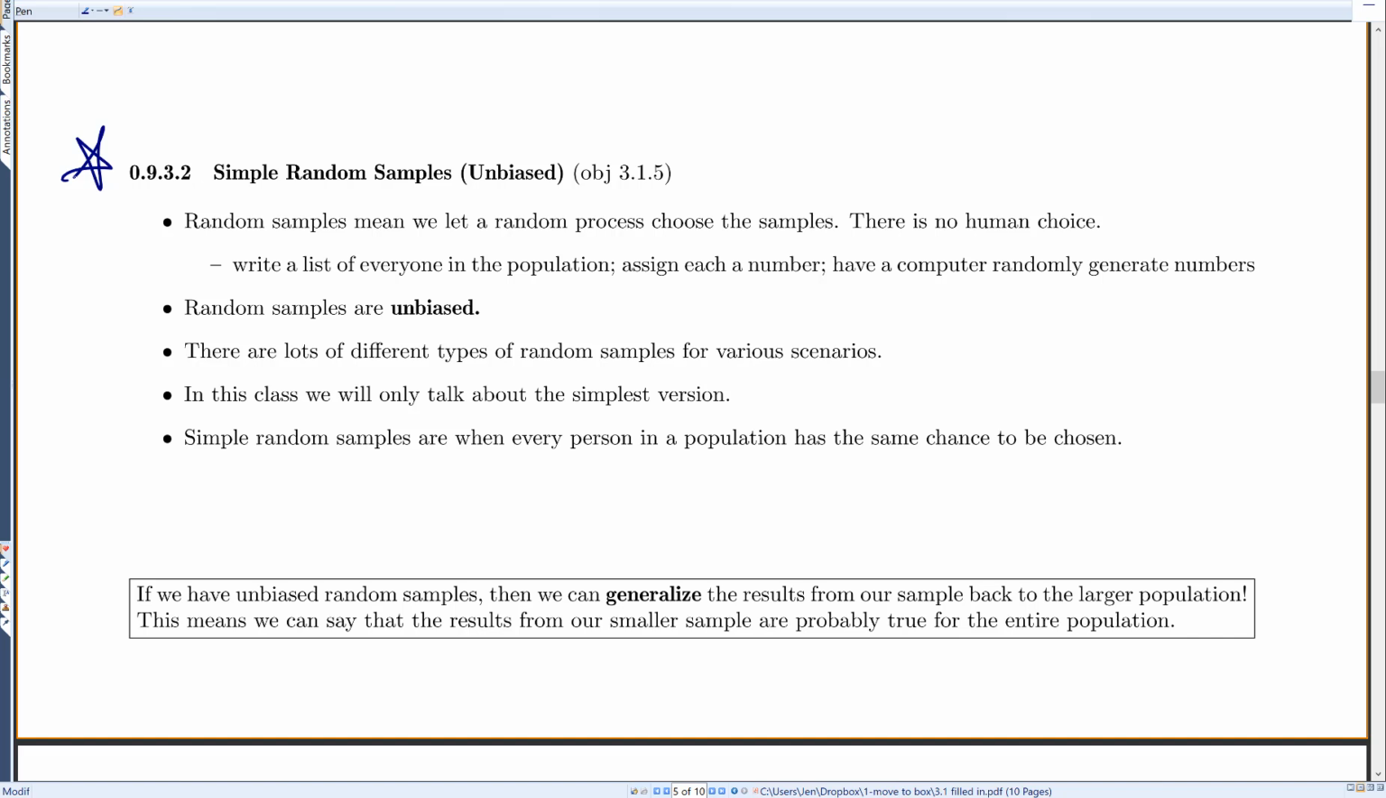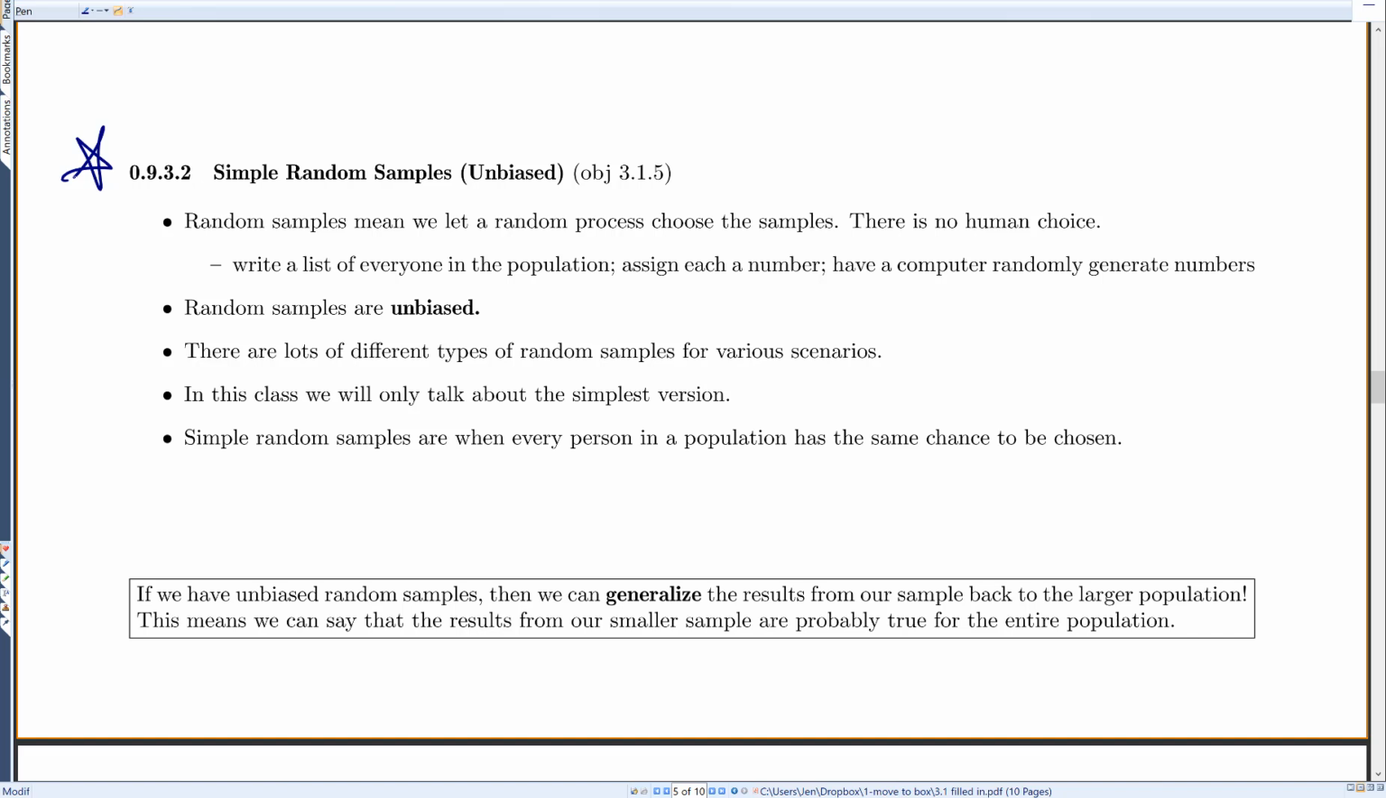So for example, you could write a list of everyone in the population, assign each one a number, and have a computer randomly generate numbers, and those are the people that you go sample. Random samples are unbiased. There are lots of different types of random samples for various scenarios that can get very involved and technical. In this class, we only talk about the simplest version, which a simple random sample is when every person in a population has the same chance to be chosen.